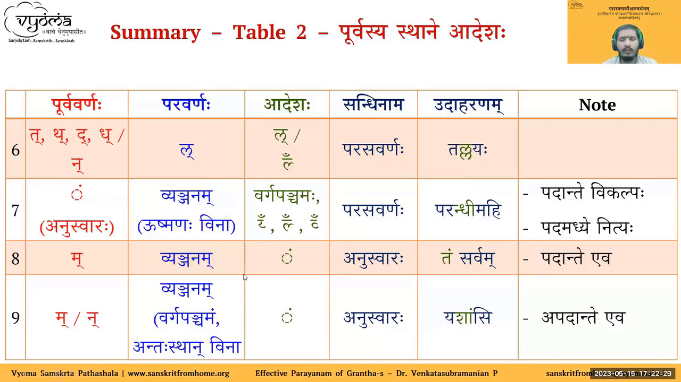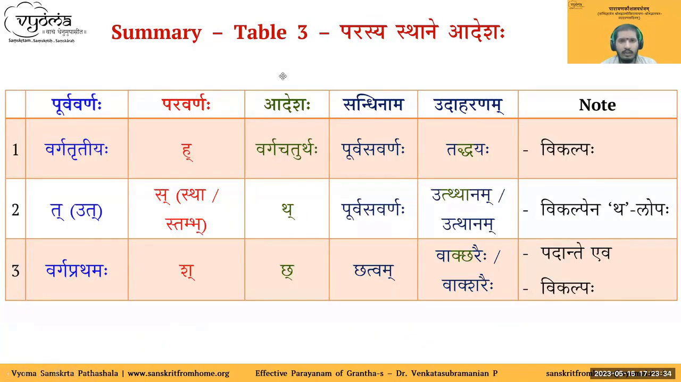The other rule in Anuswara is Apadanta Anuswara Sandhi, that is, within a pada, Anuswara occurs. On the left hand side, we should have Makara or Nakara. On the right hand side, if we have a Vyanjana, except the fifth letters and Antastha, Antastha being Ya, Ra, La, Va, then we get the Anuswara Adesha in place of Makara or Nakara. So the example is Yashamsi. Before it was Yashansi. Nakara was there, and in place of Nakara we are getting Anuswara by this Sandhi. So the difference between these two Anuswara Sandhi rules is that one occurs only at the end of a Pada, and the other occurs only within a Pada.